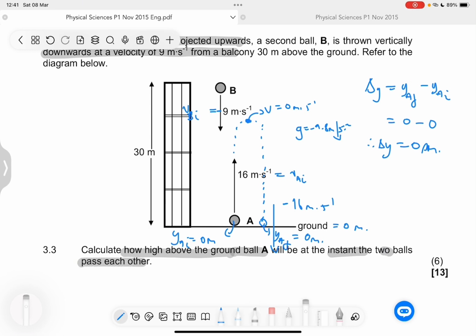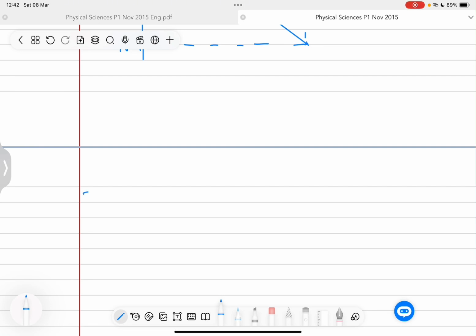Now, to answer this type of question, as I advised in the November 2014 question paper, look at each ball individually. Pay attention to it individually. Don't try to solve them as if they are one thing. So I'm going to focus my attention on ball A, where I will define the displacement or the height of ball A. I'm going to say delta y is equal to v A initial times delta t plus 1 over 2 g times delta t squared.